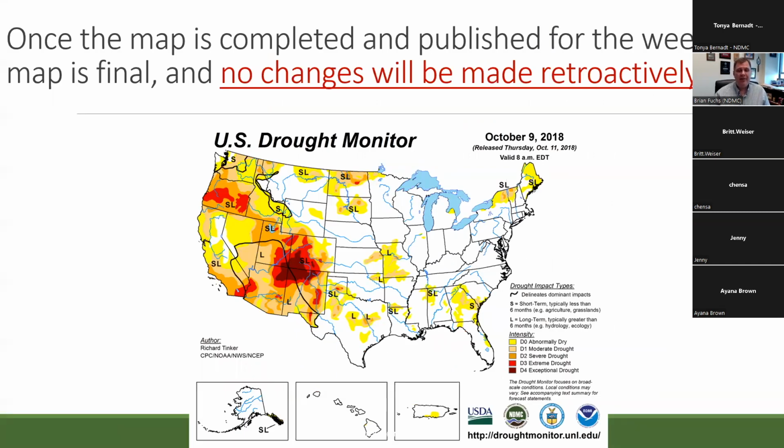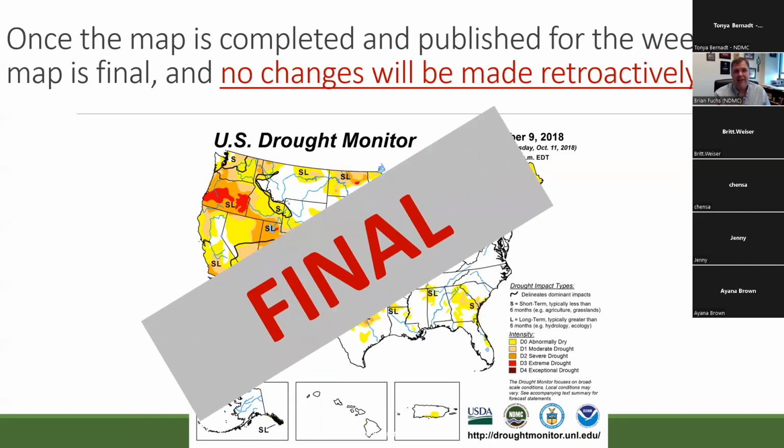One thing that happens is questions come up: well, hey, we had some dry conditions a couple months ago. Can we go back and make changes on the map? And the answer to that, and this has been from the beginning, is that since we do have a weekly product, there are ample opportunities to make changes, both improvements or degradation. So when the map is finalized and released on Thursday mornings, it is final. We don't ever go back and retroactively change anything.